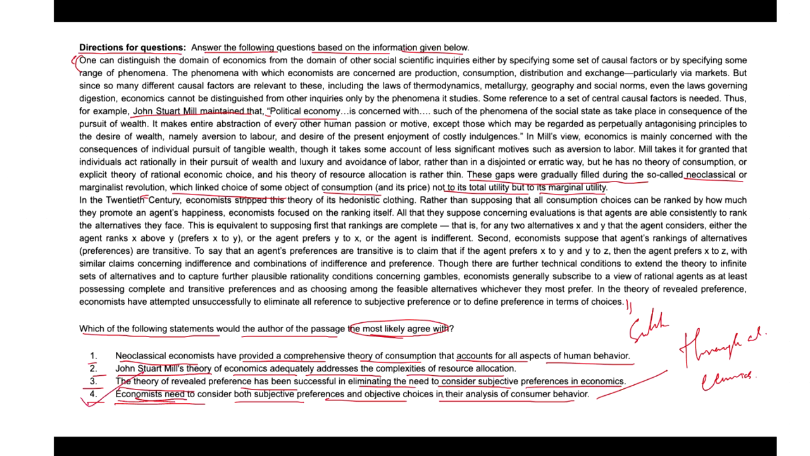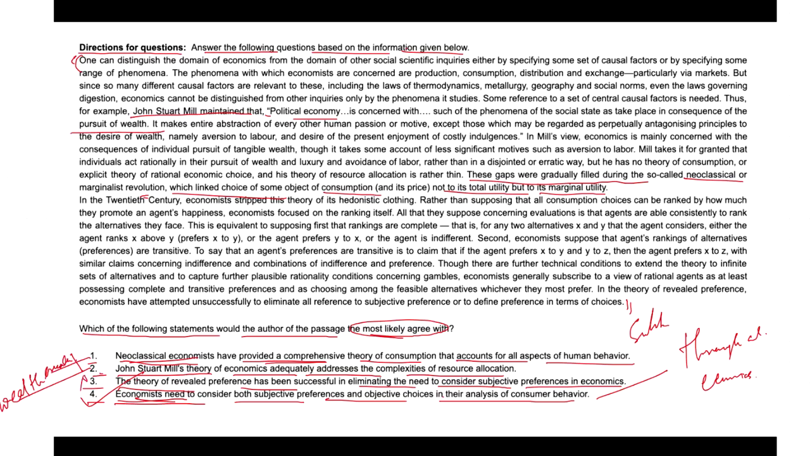In which you can say the author of the passage would most likely agree with option 4. But option 1, neoclassical economists have provided a comprehensive theory of consumption that accounts for all aspects of human behavior, cannot be said to be provided by neoclassical economists. So it is irrelevant. Option 2, John Stuart Mill's theory of economics adequately addresses the complexity of resource allocation. The said theory just talks about the social stake in wealth creation. Hence, you can say option 2 is also wrong.